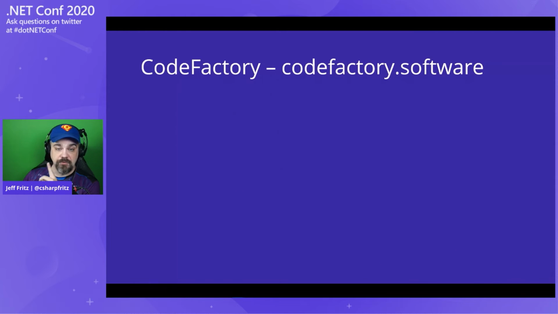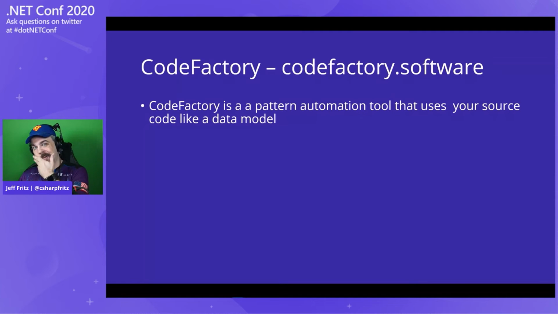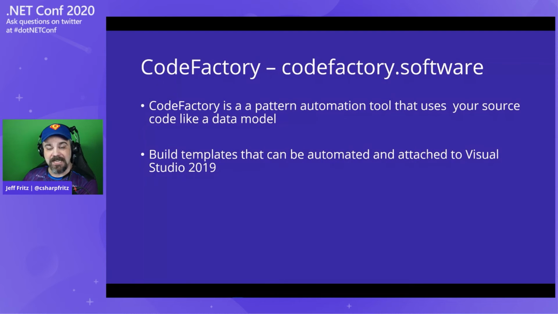I want to tell you about a product I found called CodeFactory. You can find out more about the folks that are building CodeFactory at codefactory.software. Now, CodeFactory is a pattern automation tool that uses your source code like a data model. It runs inside of Visual Studio 2019, and it builds templates that will automate and attach to your code and allow you to do some pretty cool things with it.